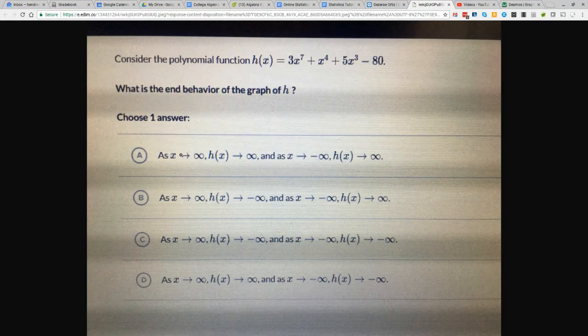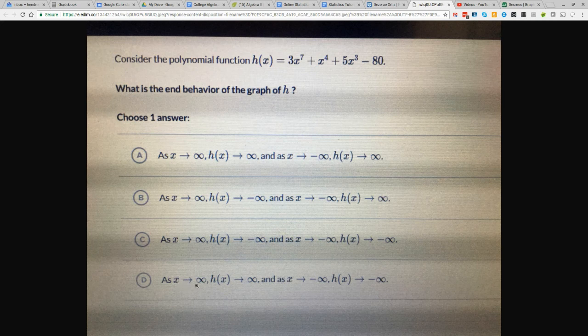So if I was to answer this question, I would be looking at which answer. As x goes to positive infinity, y goes to positive infinity. That's good so far. As x goes to negative infinity, y goes to positive infinity. So this part of it's wrong. This part's right, this is wrong. So let me look at another answer. This is as x goes to positive infinity, y goes to negative infinity. That's no good. Still, that part's not good. So it must be D.